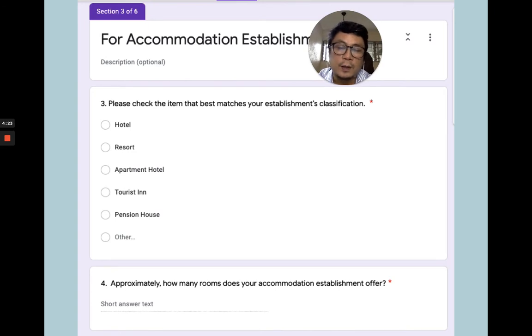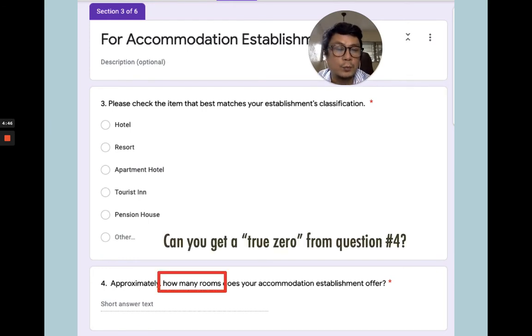Then the next question, approximately how many rooms does your accommodation establishment offer? It's what we consider an open-ended question. We don't have any choices for them to choose from, possible answers to choose from. So they put in their answer. The expectation is that they will put in a number. Okay, how many rooms? If it's a number, we can start expecting that it will be either interval or ratio. It is a true number. Okay, it has true numerical value.